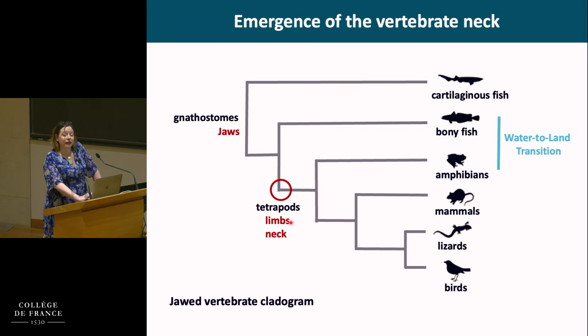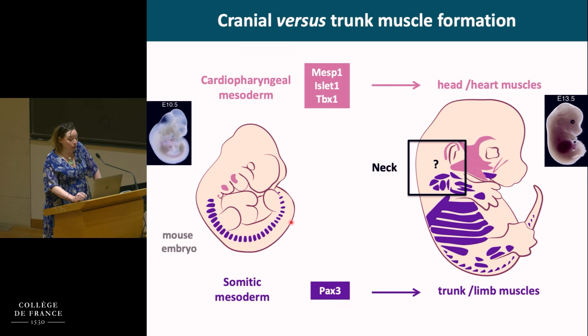And while the origin of the head, trunk, and limbs had been well studied during the past decades, the neck region has received less attention. So on the muscular aspect, for instance, in vertebrates, the head and trunk muscles arise from different embryonic populations that are regulated by distinct genetic programs.